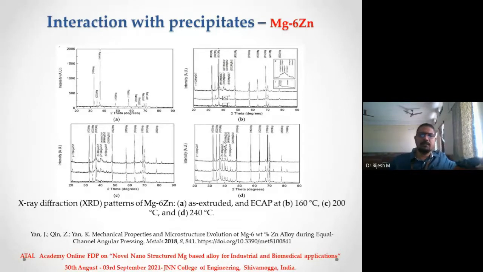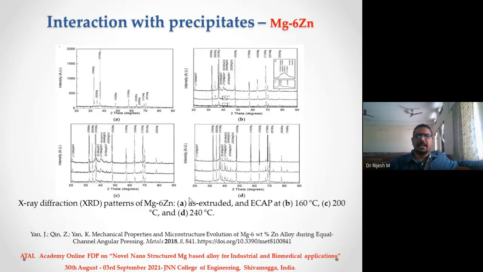This is what we generally see when you go for this interaction with precipitates. You see plenty of precipitates. We call them intermetallic precipitates. If you look at this diagram from A to B to C and D, the number of peaks in D is too much.